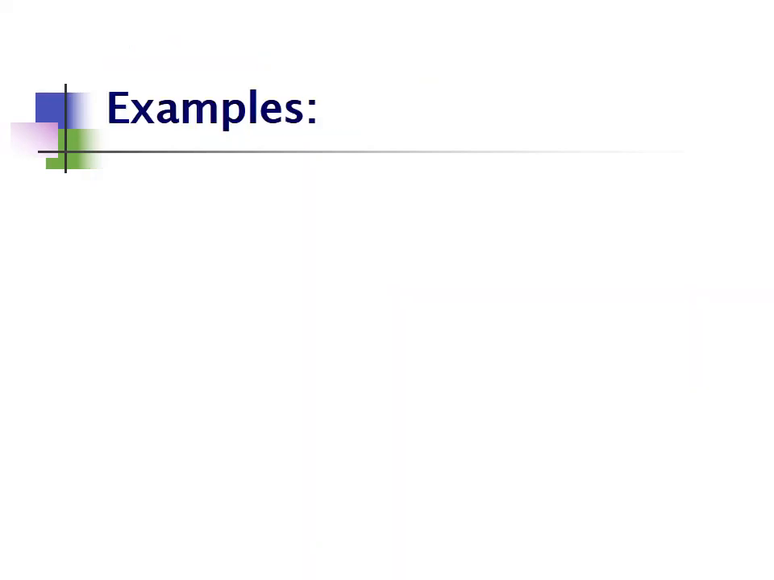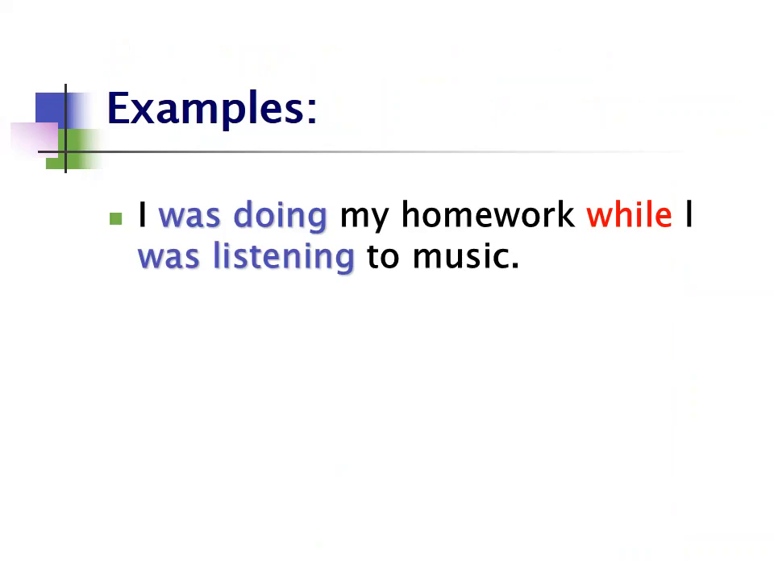Some examples. I was doing my homework while I was listening to music. These are 2 events happening at the same time in the past. They were both in progress at the same time. I was doing my homework while I was listening to music.